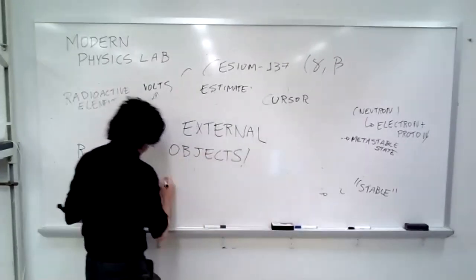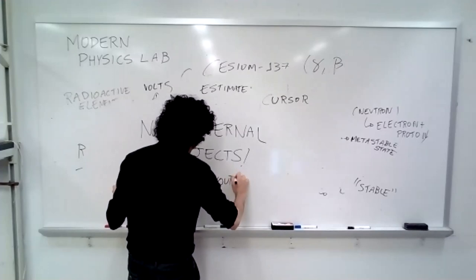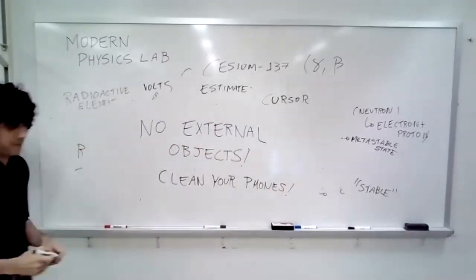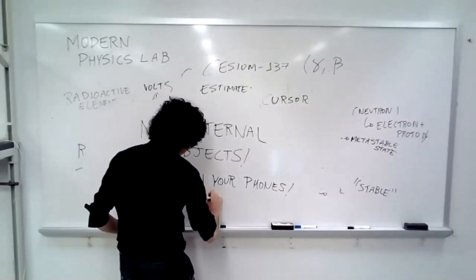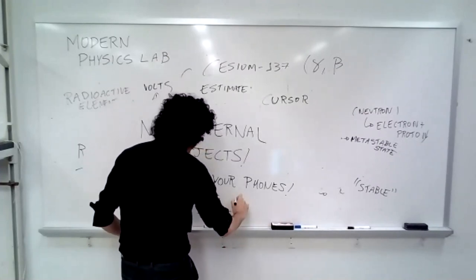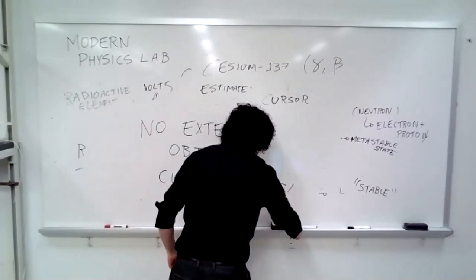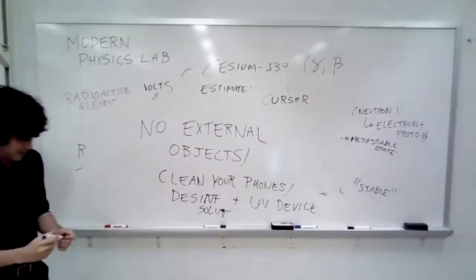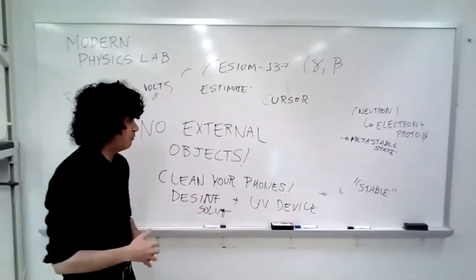You can bring your cell phone, but clean your phones. You can use either the disinfection solution we have, or, if you don't want to use the solution, you can use a UV device. It's an ultraviolet device that I have, where you can just place your cell phone there and after 5 minutes, it will disinfect your device by applying UV light.